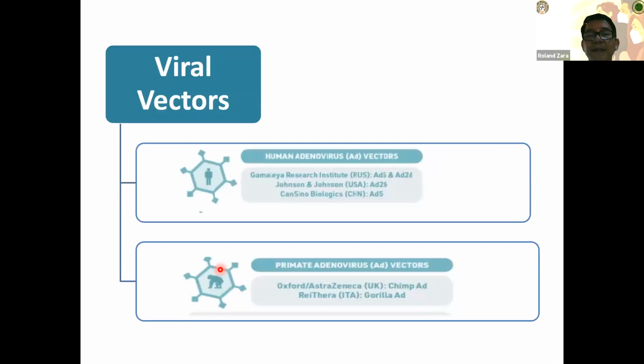Those are about the COVID-19 vaccine. So any more questions? If you have some questions, please raise your questions. Any questions?